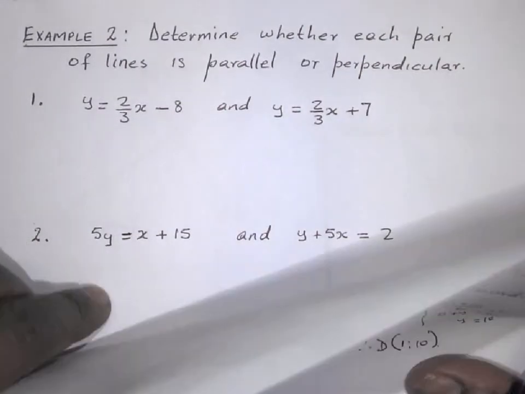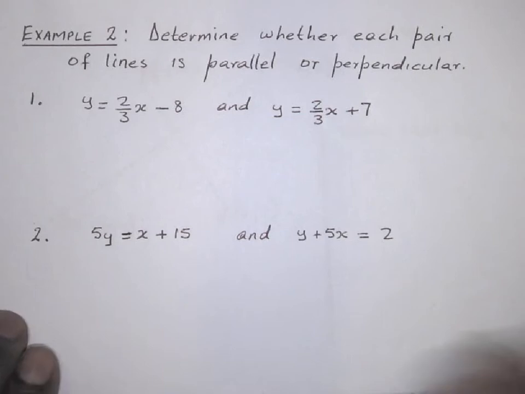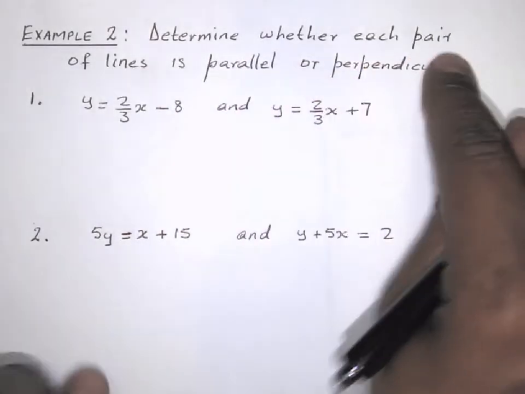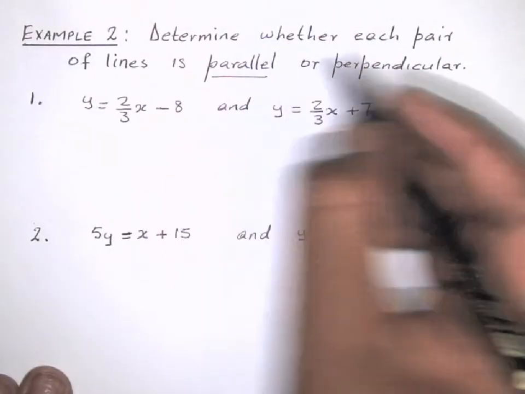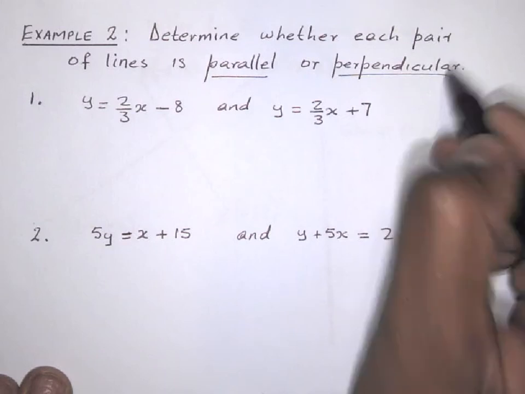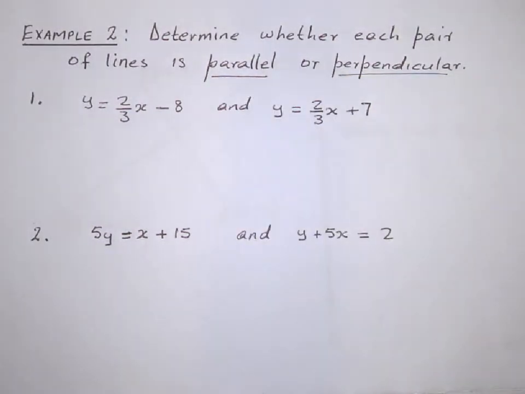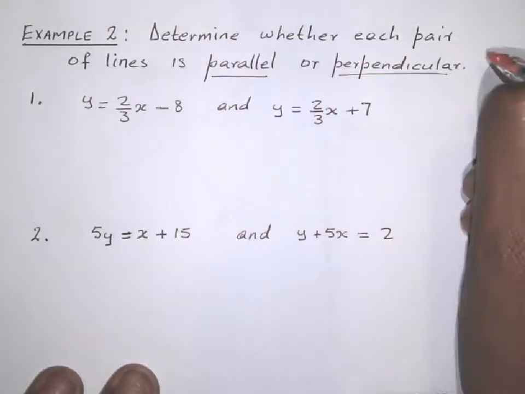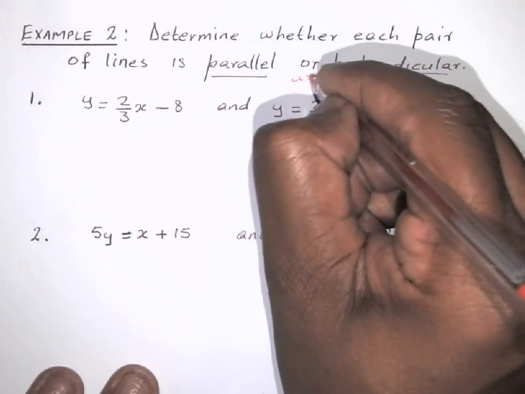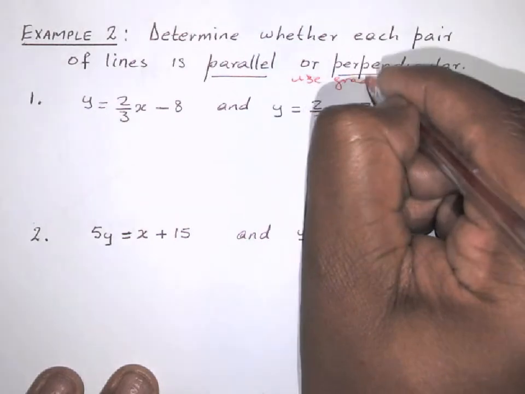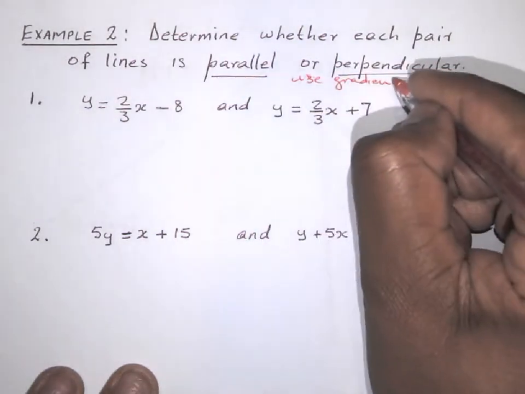I can ask you a question like this one here. You can say, determine whether each pair of lines is parallel or perpendicular. All right, so these are lines. To find it, you must use your gradients. Use the gradients to decide. Okay, we'll see how we decide that.